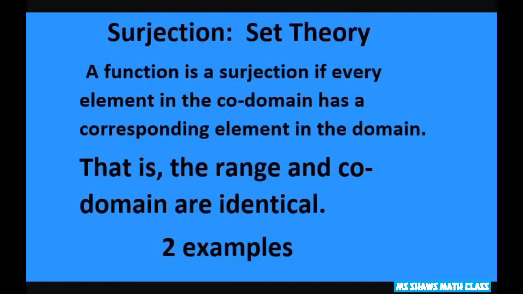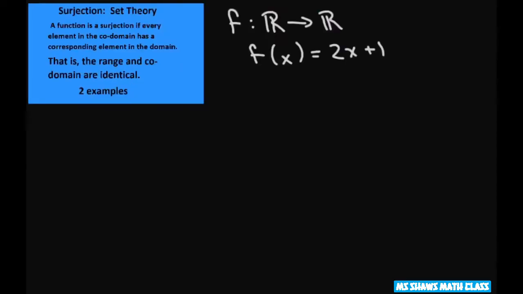A function is a surjection if every element in the codomain has a corresponding element in the domain. These are also called onto functions. So let's do some examples. For example, this function here is a surjection.